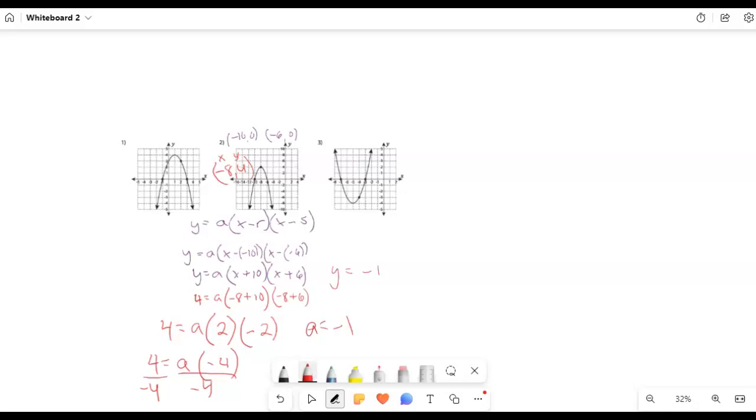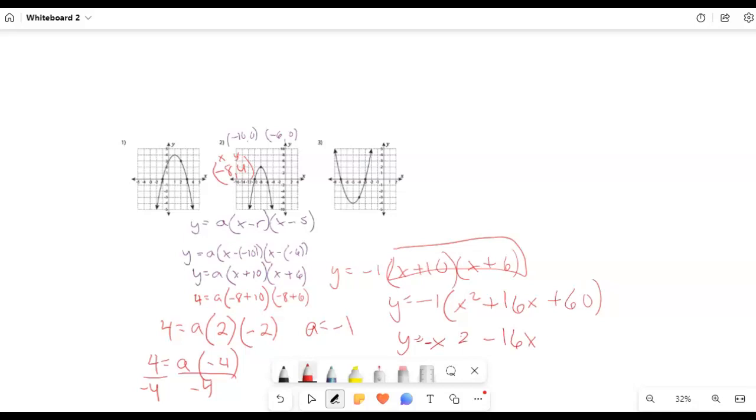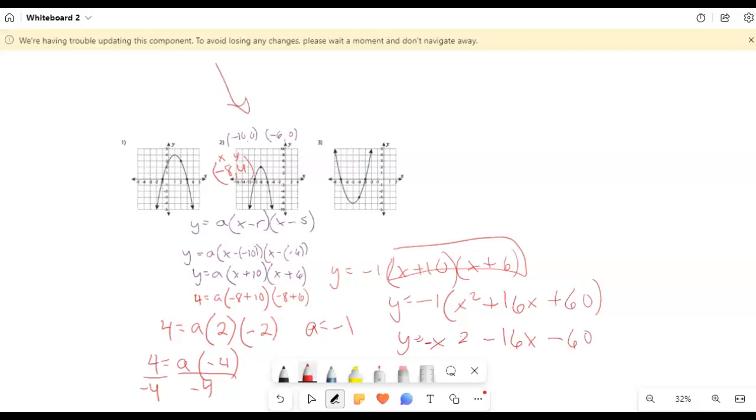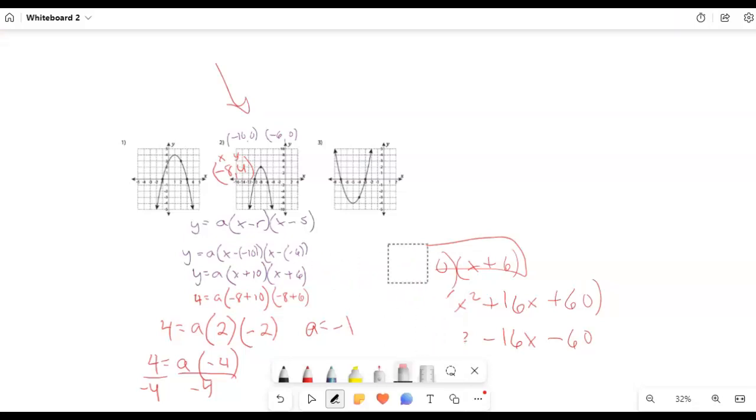So y equals negative 1 times x plus 10 times x plus 6. And then you're going to distribute. Start by using your parentheses first. x squared plus 10x plus 6x is plus 16x, plus 10 times 6 is 60. And then distribute that negative through. So y equals negative x squared minus 16x minus 60 is your equation for this graph. And you can check to make sure that that's correct using your calculator.